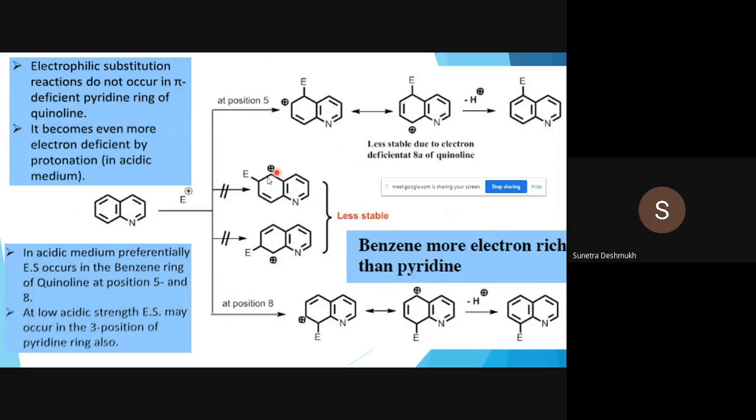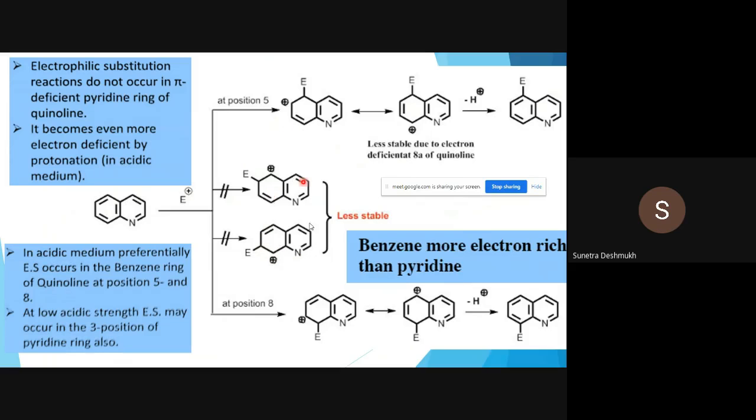They are less stable. Okay, so when the electrophile attacks at the seventh position now, fifth, sixth, seventh, then also only one structure is forming. That one is also not forming. They have shown it's not possible. Both structures are less stable when the electrophile attacks at the sixth and seventh position. So less stable resonance structures form. Almost they don't form. So that's why attack at the sixth and seventh position is not possible.